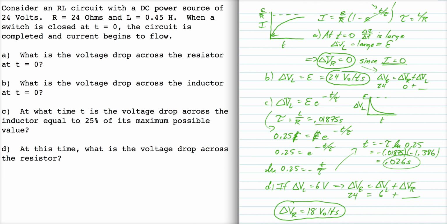Or if you'd rather, you could calculate I at that time and say the voltage drop across the resistor is IR, and then we could use this equation up here to calculate I at that time, and you could plug everything in to work that out, but you really don't need to make it that complicated.